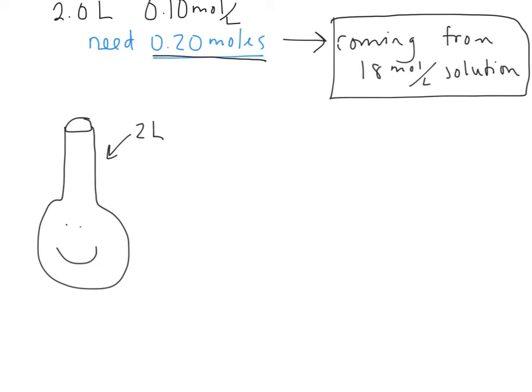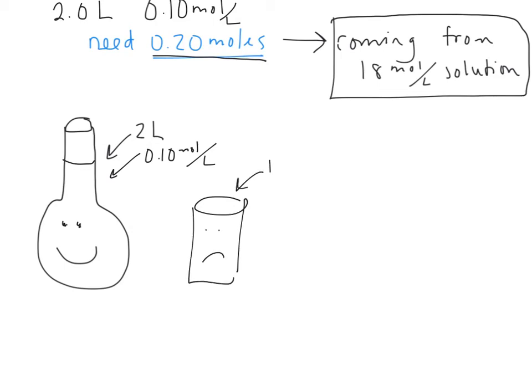So I'm going to have a 2-liter volumetric flask. I'll show you what those look like tomorrow. They look kind of like this picture. I want the concentration inside to be 0.10 mole per liter, and I have an 18 mole per liter solution. So what you essentially are solving for is the amount of this 18 mole per liter solution that you need to take and put in here, and then fill the rest up with water to 2 liters.